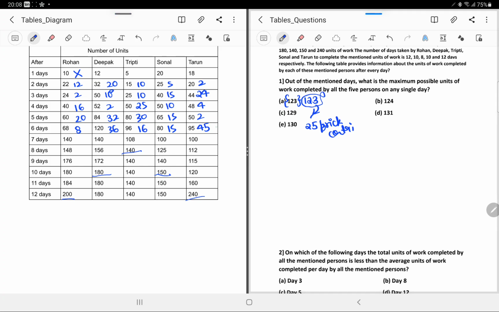So let's compute it. 45 plus 15, this is nothing but 60. 60 plus 16 is 76. 76 plus 36 is 112, and this is nothing but 120. So yes, indeed it was a good contender.